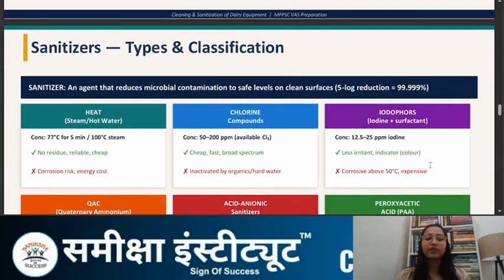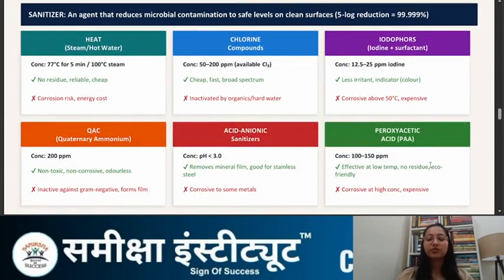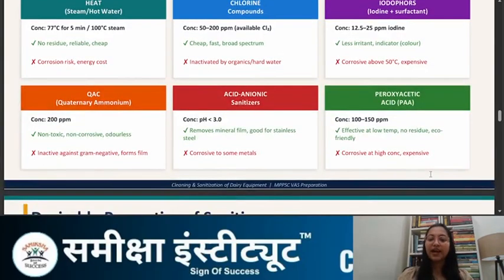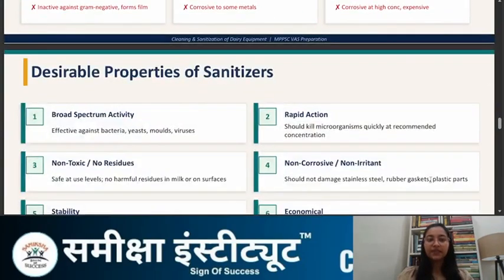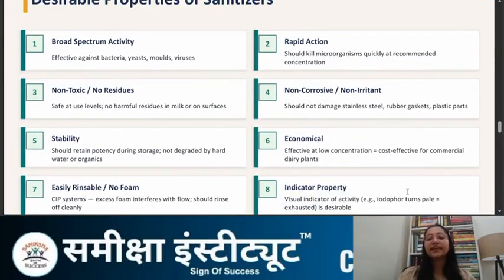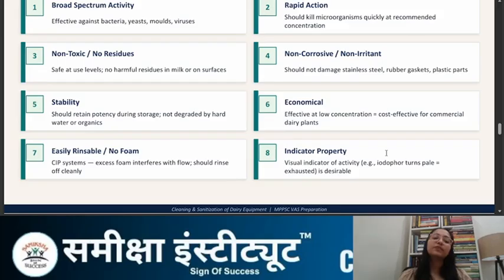Usually what we follow, we use heat, we use chlorine, and we use quaternary ammonium compounds and also iodophors to some extent. Since we also studied the 8 properties of detergents, now we'll also study the 8 properties of these sanitizers. Okay, starting with the broad spectrum activity.